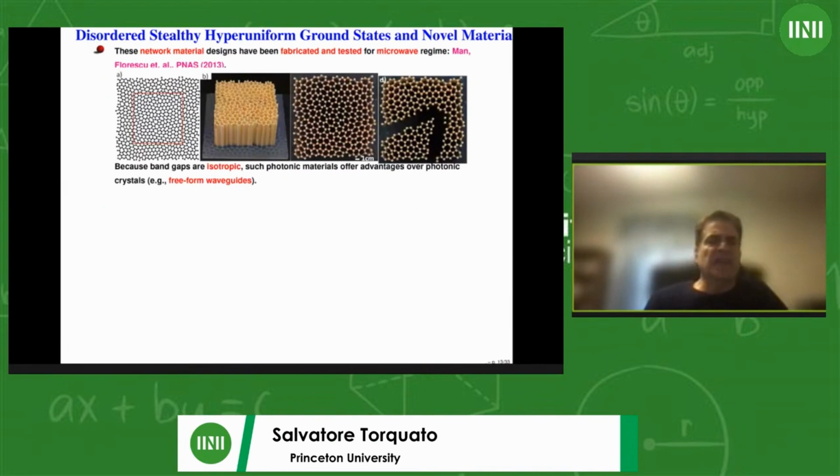okay? Then with our experimental colleagues, we took these computational designs and we actually made materials that work in the microwave regime to test out the idea, the computational design. And you can see from the top what it looks like. And the beauty of the fact that you have these very large isotropic band gaps is that you can create crazy waveguides with these kinds of crazy geometries, which turn out to be much better, superior than photonic crystals because you have less loss.